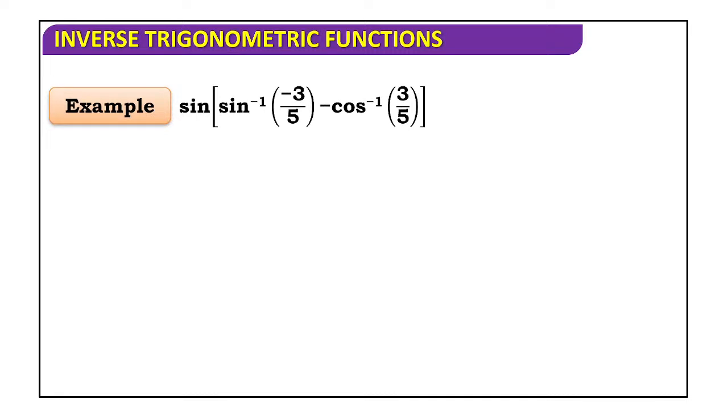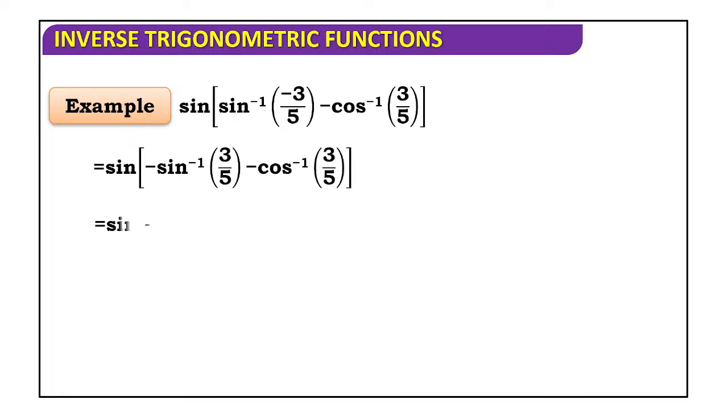Sin of sin inverse minus 3 by 5 minus cos inverse 3 by 5. Minus sign I will take it outside. So this becomes what? Sin of minus pi by 2, because sin inverse x plus cos inverse x is equal to pi by 2. You have written this formula?